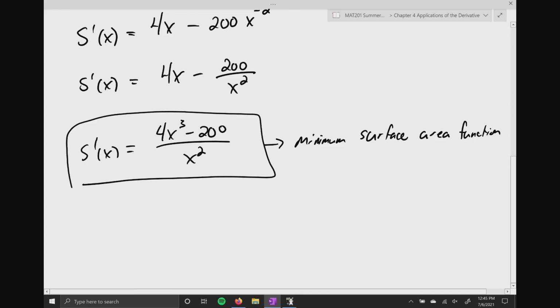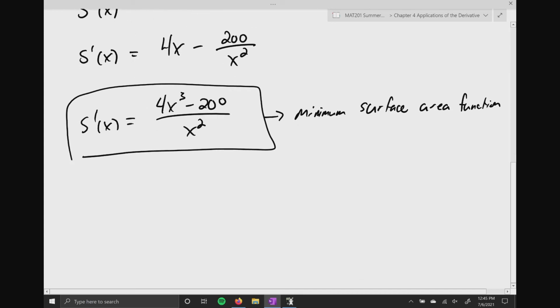Now, the second part of this problem was, all right, well, if you can find the minimum surface area, tell us what are the dimensions of the box? So in order for us to do that, we need to find a critical value. We need to find when the derivative equals 0. Because remember, at critical values, you're going to have either an absolute max or an absolute min. In this case, we're going to have an absolute min.